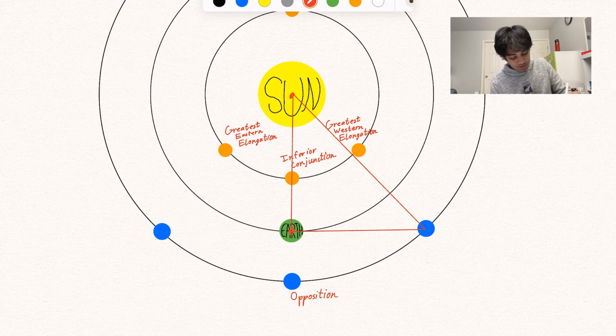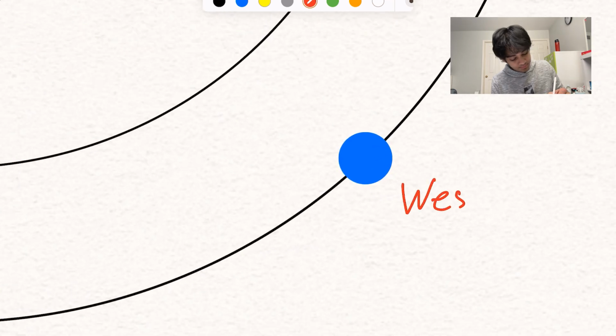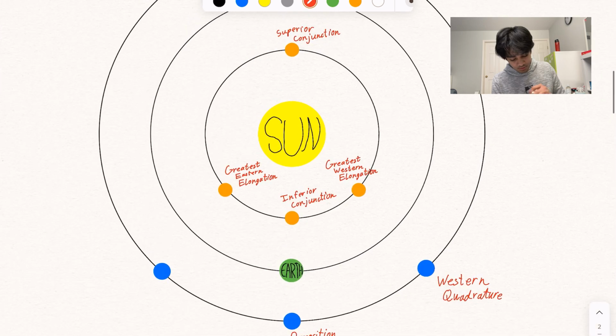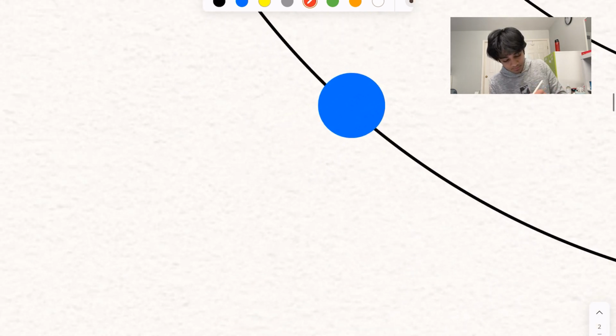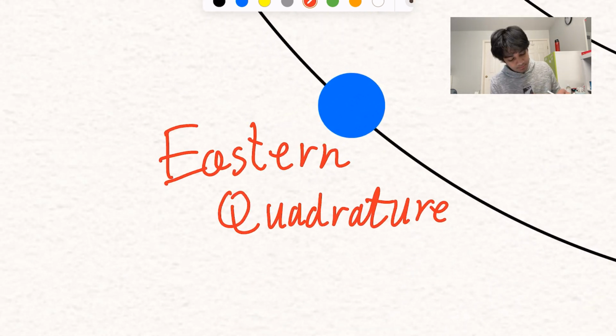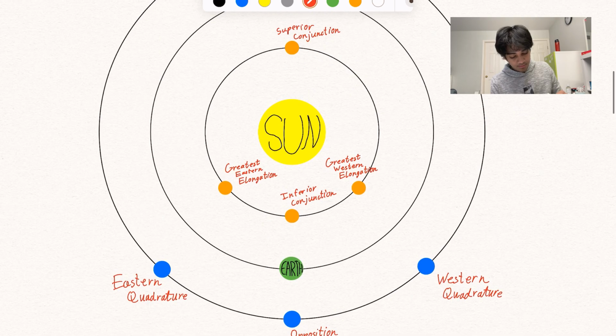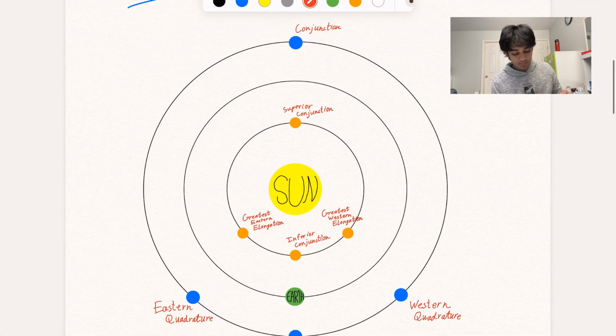Let's label these positions now. So this one is called western quadrature, and this one is called eastern quadrature. And there we have it. These are 8 different positions that planets can be at.